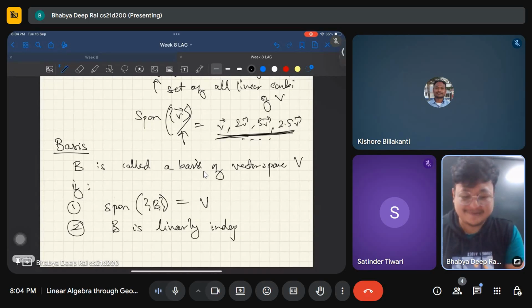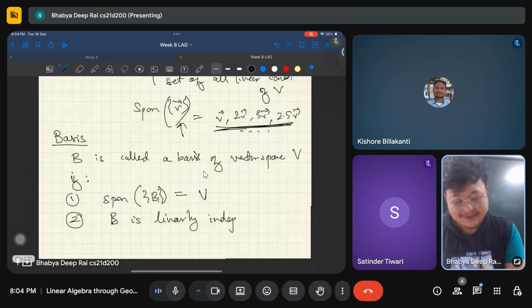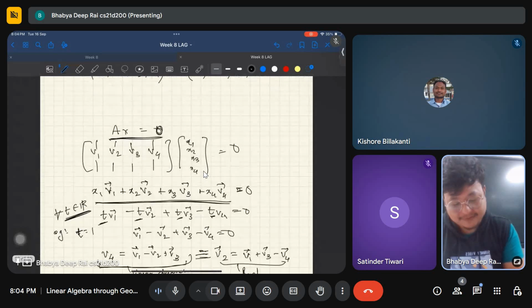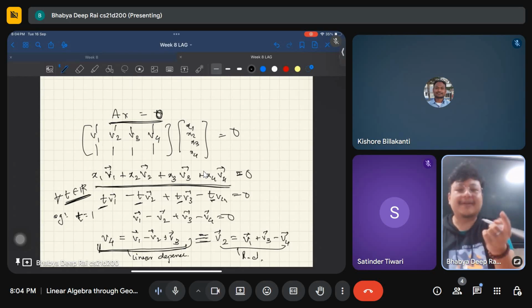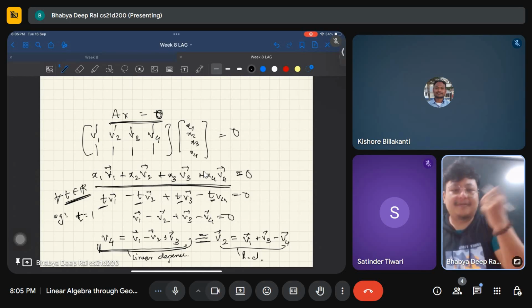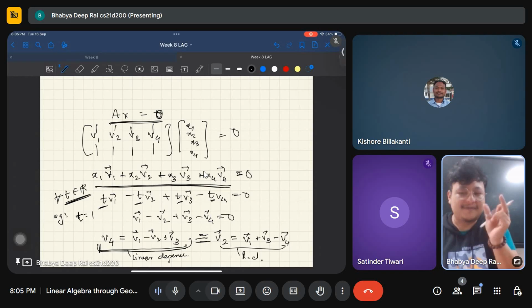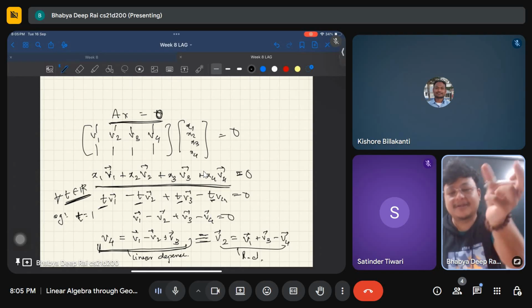But how do you find a basis for this? What we've done essentially is show that for this particular set they are linearly dependent, V4 equals a combination of V1, V2, V3. So you can drop one of these vectors and check whether the remaining vectors are linearly independent. If they are, good, they form a basis. If not, you drop another vector and keep reducing until you get the basis.